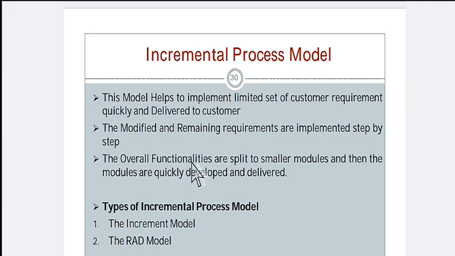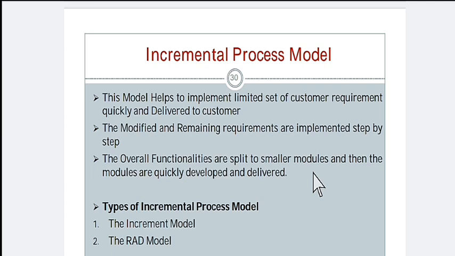So here, the overall functionalities are split into smaller modules, and then the modules are quickly developed and delivered. Okay, so what is the principle of this process model? If we have any big software, that software will be divided into different modules. Suppose we have to design any new software, then we will make modules of that software. Suppose it consists of 5 functionalities inside it, so all the functionalities will be divided into 5 parts.